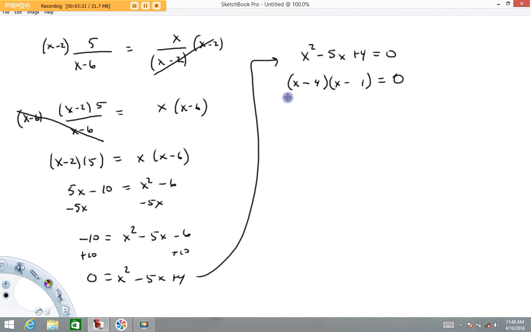Now we'll just make use of the fact that we have two things here, the product of these two equals 0. That means either the first one is equal to 0, in which case x would equal 4, or the second one might equal 0, in which case x would equal 1.